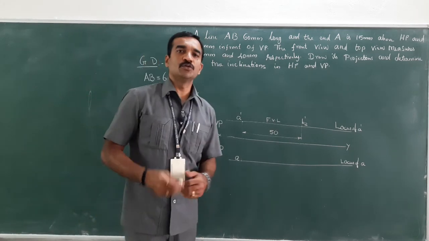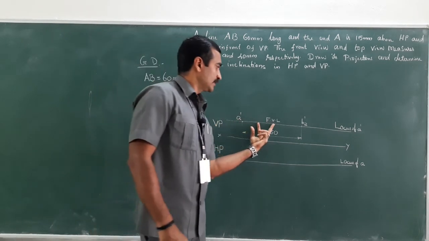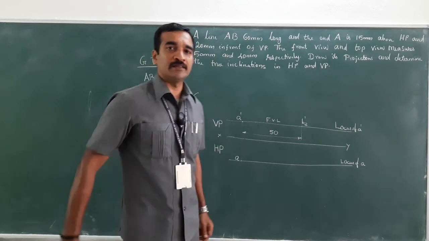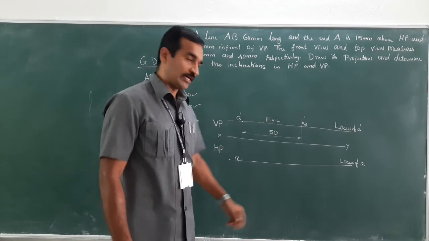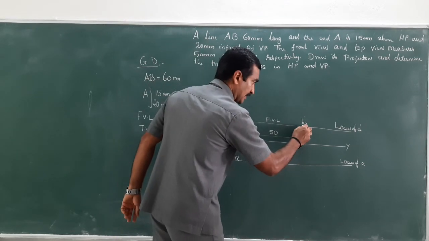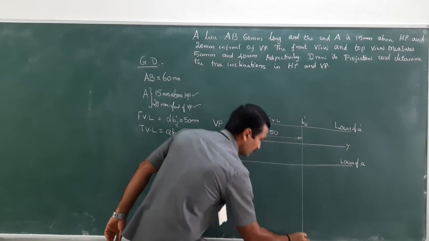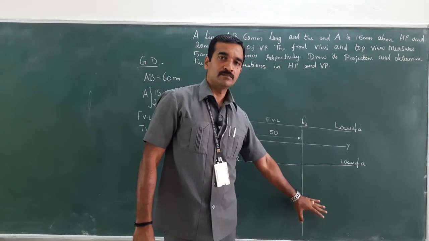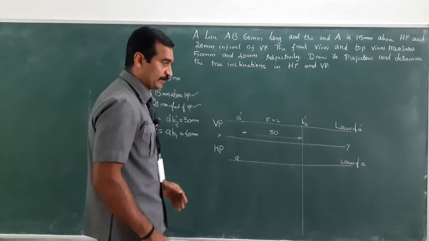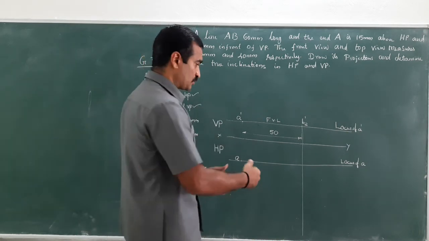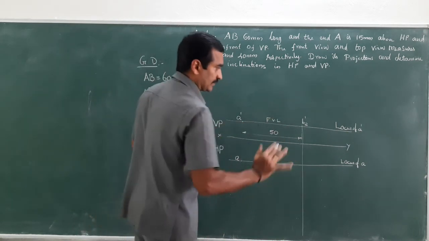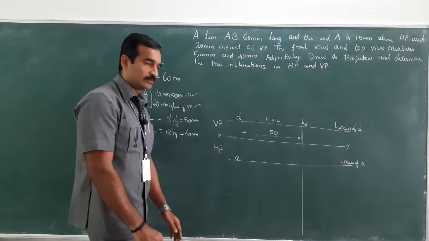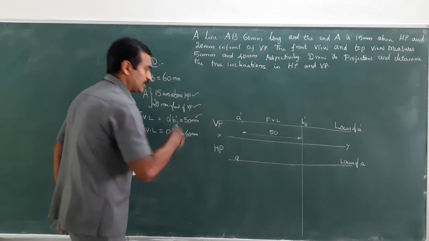So here we got the front view length, then what about its true length? True length could be in HP. So let me just extend this line, but I don't know where the locus of B is going to come. So I'll explain in a stepwise manner. Okay, I have extended this line. I don't know where exactly it's going to end. Fine, this has been utilized.